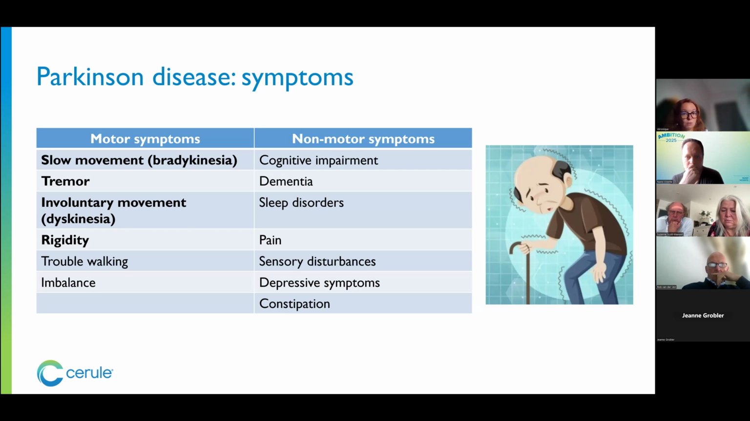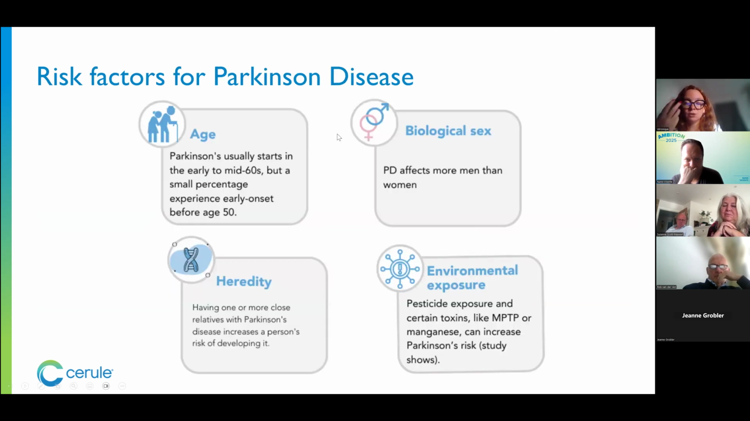In terms of non-motor symptoms, they are really frequent. For example, 50% of patients have pain. We have 40 to 60% of patients that have dementia, sleep disorders, depressive symptoms, or constipation. So these non-motor symptoms are really important in the pathology. It's not only the motor symptoms. So it's important to keep in mind this knowledge of Parkinson's disease.